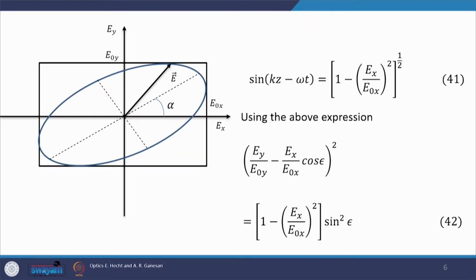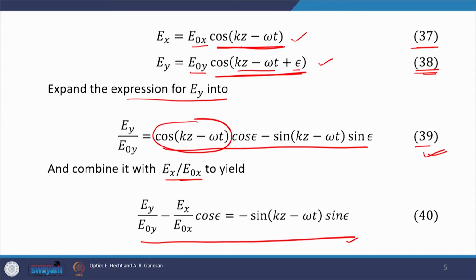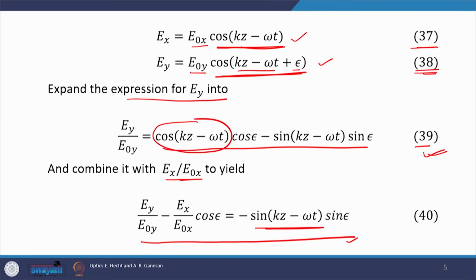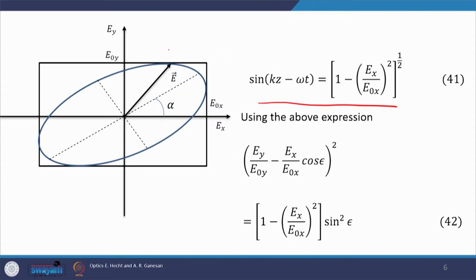Let us again seek the expression of sin of kz minus omega t. What would be sin of kz minus omega t? It would be equal to the square root of 1 minus cos square of kz minus omega t, and we know the expression of cos of kz minus omega t. It is Ex by E naught x. After doing this, we get equation number 41. Therefore, we now have the expression for sin of kz minus omega t also.